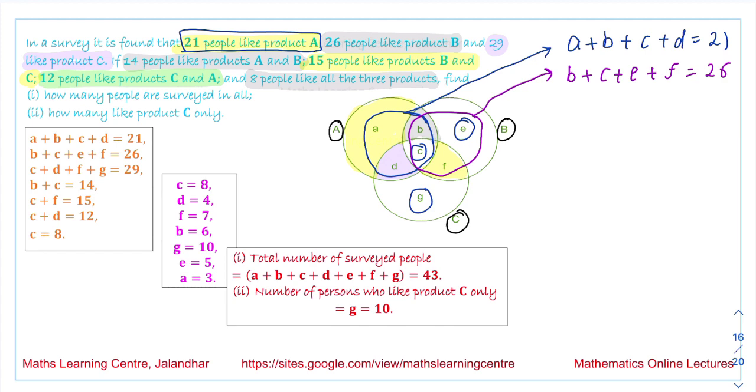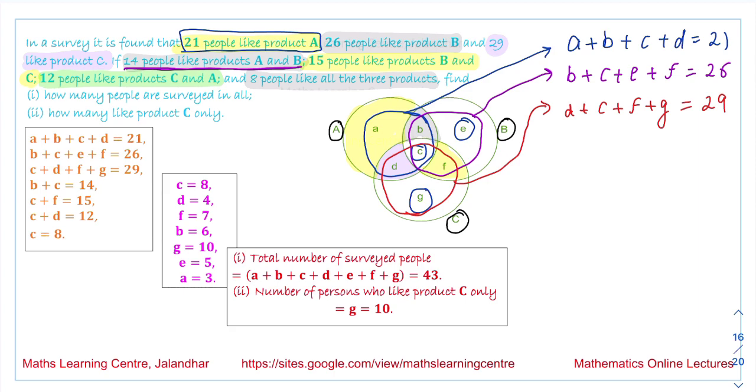The number of persons who like product C is the sum of all these values. So D plus C plus F plus G is equal to 29. Next, it is given that 14 people like products A and B. A and B means we are talking about this value, the common value between A and B. So B plus C is given to be 14.